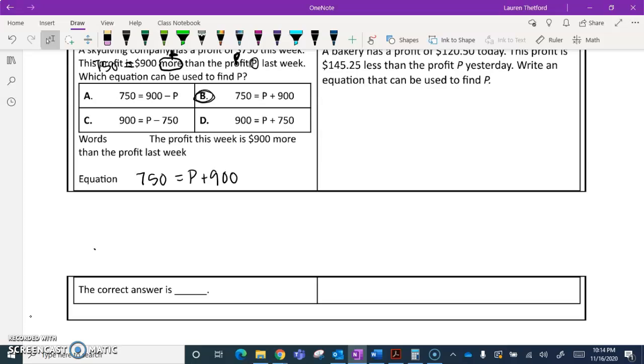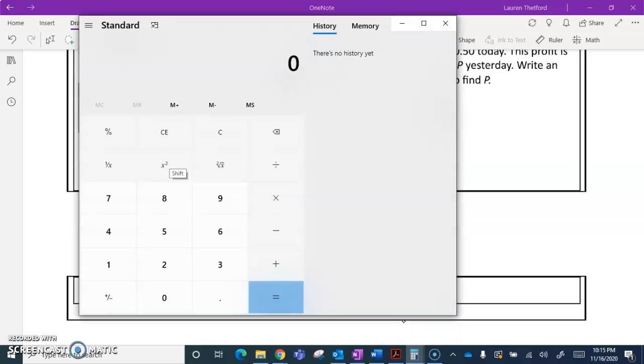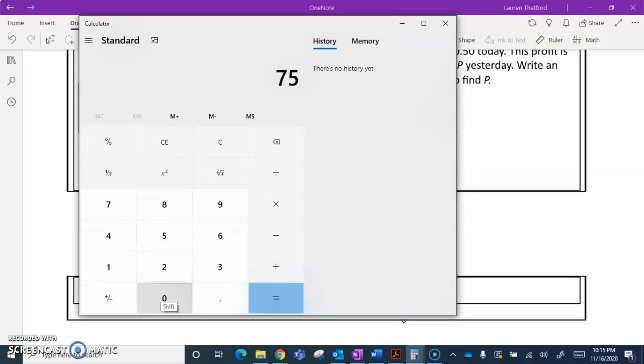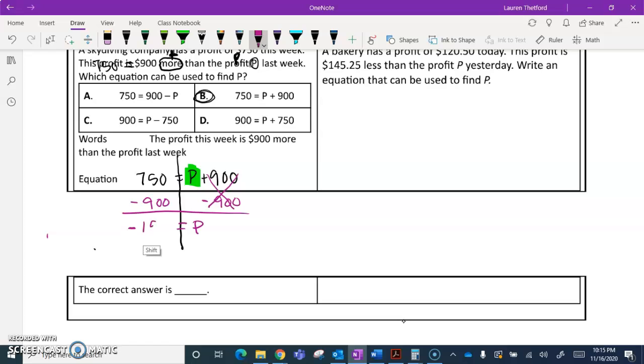So now let's solve for P. We're going to draw a line down the equal sign, and we need to get P by itself. Right now we are adding 900, so we're going to subtract $900 from both sides of the equation. 900 minus 900 is 0, so we just cross that out, and we get P equals 750 minus 900. So 750 minus 900 gives us negative $150.